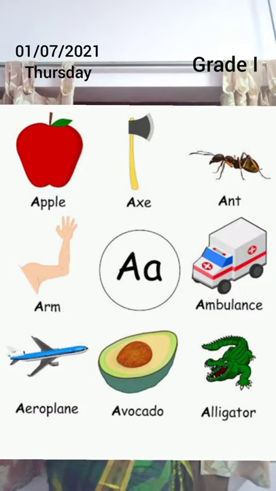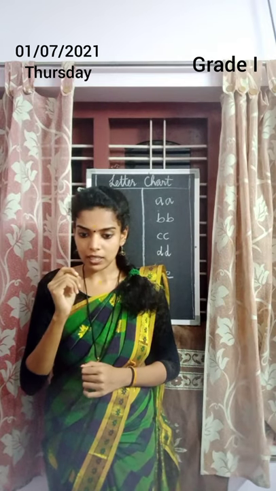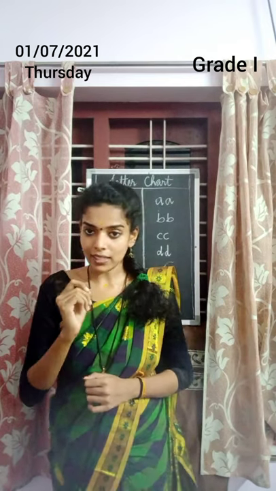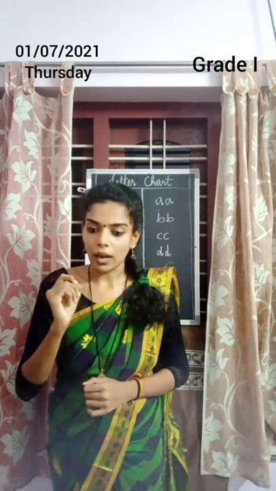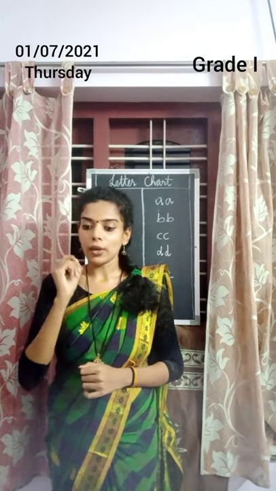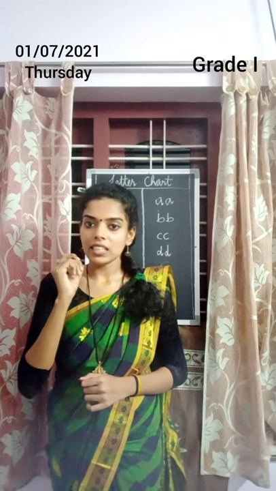A-V-O-C-A-D-O. Avocado. Next one is alligator. A-L-L-I-G-A-T-O-R. Alligator. So, first alphabet is A. Its sound is A. So, the examples are apple, axe, ant, arm, ambulance, aeroplane, avocado, alligator.